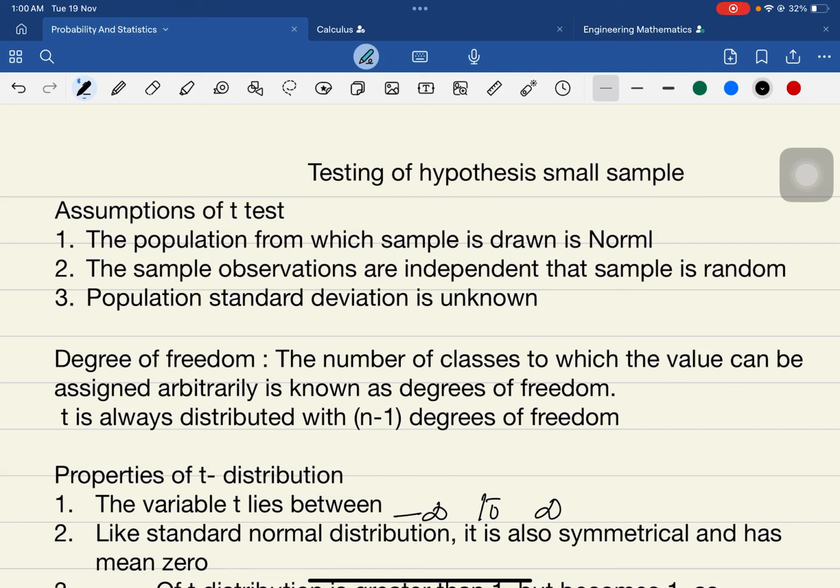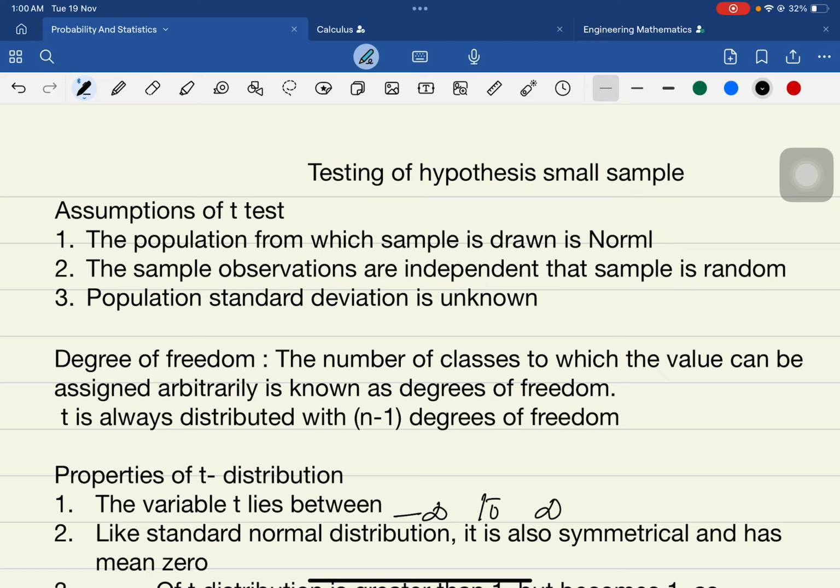So, in today's lecture, I'm going to explain to you about the testing of the hypothesis when a small sample is being taken. How to identify whether it is a small sample or a large sample? In a small sample, the sample size will be less than 30. So that is the observation.